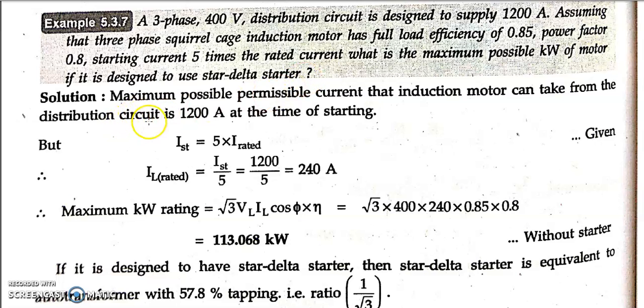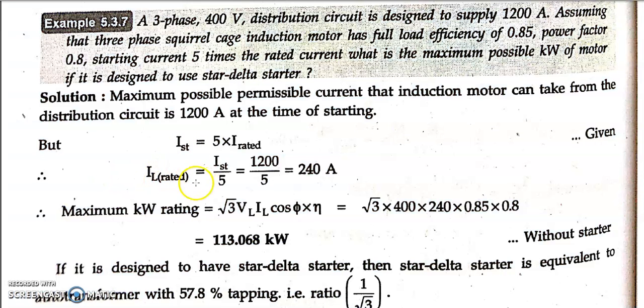Okay, so see the solution. What you can see is, the maximum possible capacity of the induction motor is to draw 1200 ampere, because the distribution itself is designed to supply 1200 amperes only. Your induction motor can't draw more than this at the time of starting. As per the data, the starting current is 5 times that of rated current. Here it is given, we got a short circuit current as well.